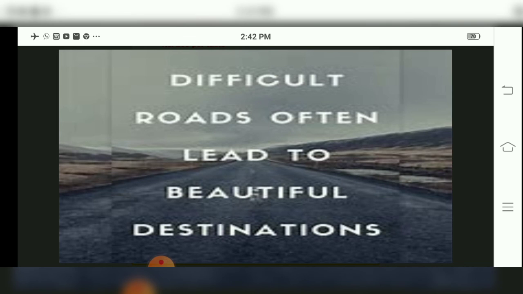However hard your way will be, however much the path is struggling and troublesome, the thing is, the more struggle you have, the more success you will have in life. So difficult roads will often lead to beautiful destinations.